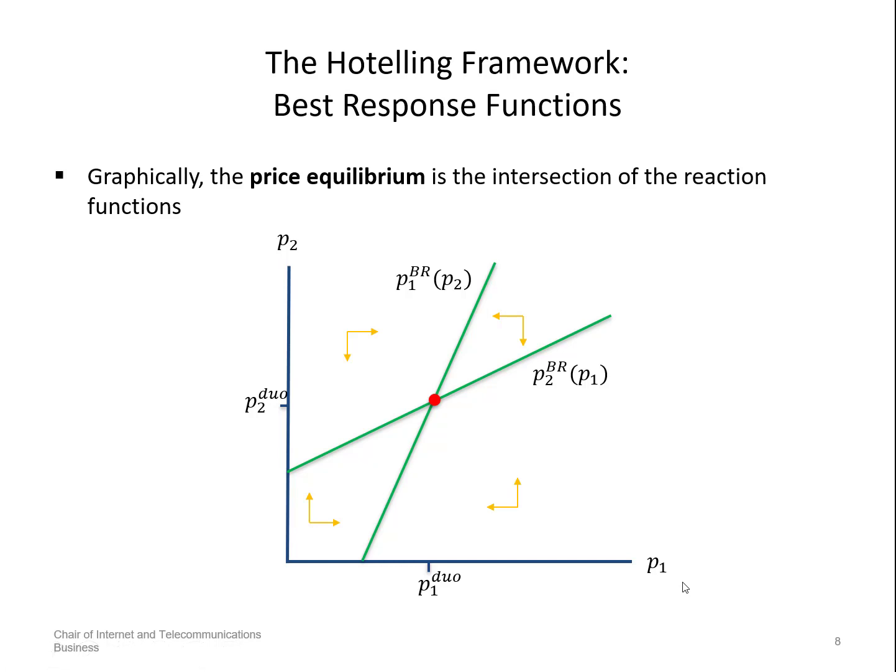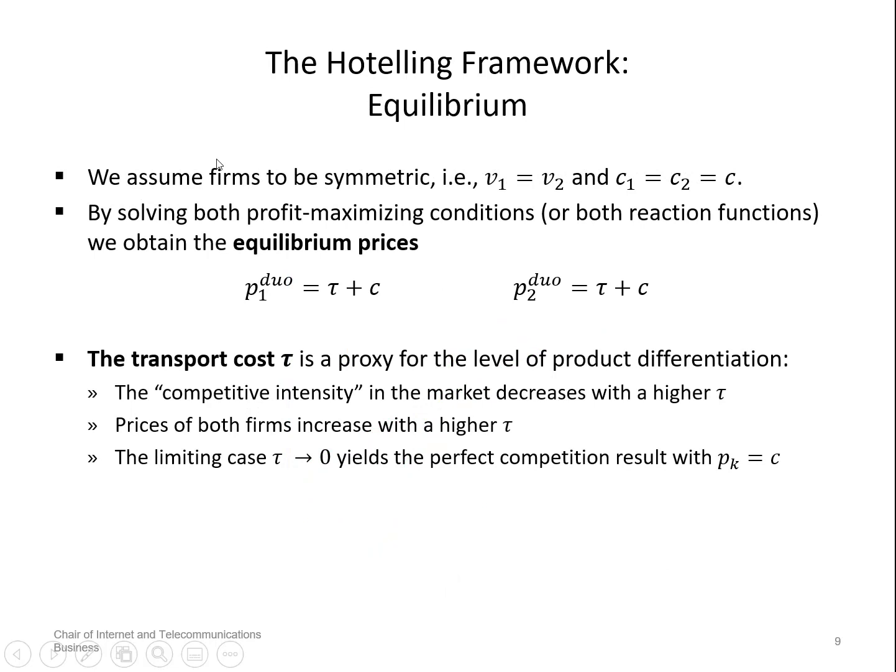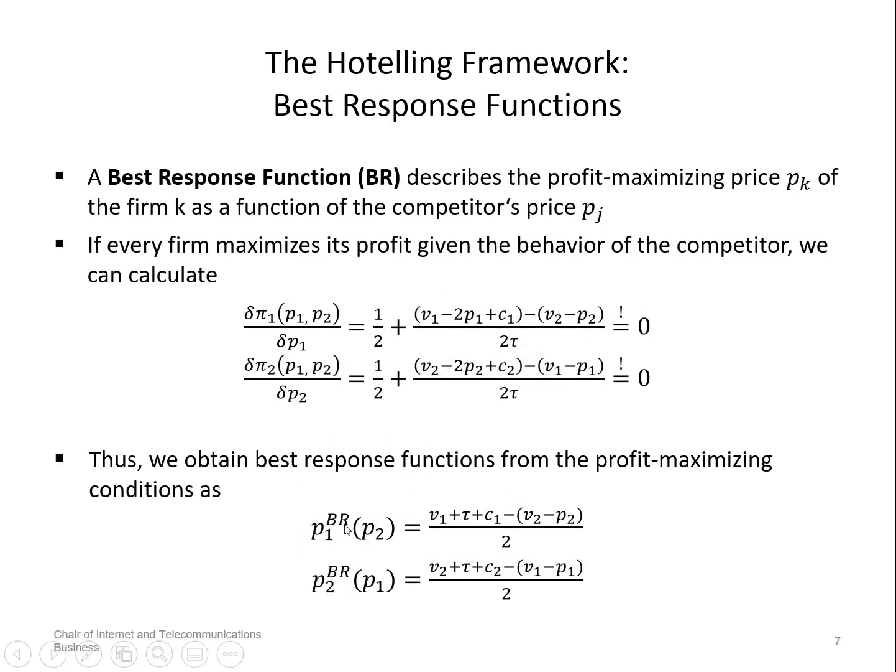So normally the Nash equilibrium is just the intersection of the best responses, right? And that is what we are trying to do here. Under symmetric valuation, v1 and v2, and the costs c1 and c2 being symmetric, equal to c, we can solve and we get that the price of the two platforms is also going to be symmetric and given by tau plus c. How do we get these prices? By solving these two best responses simultaneously. Okay.